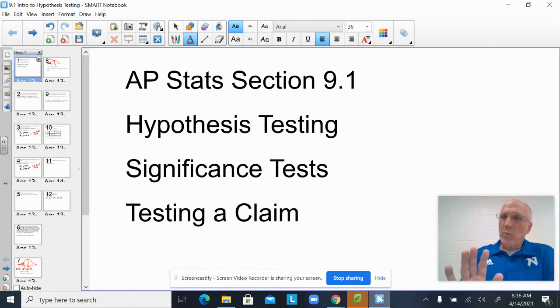So we just finished confidence intervals, where we didn't know either a proportion or a mean. So we created an interval based on our sample mean. That was a confidence interval. This is related but a little different.